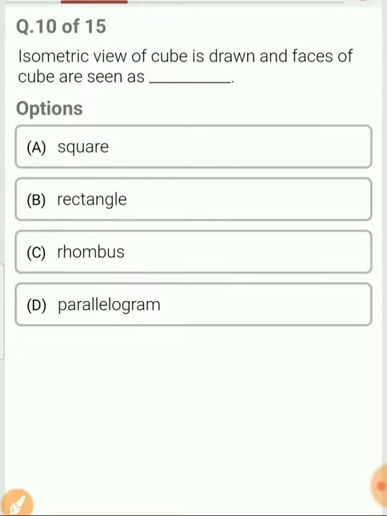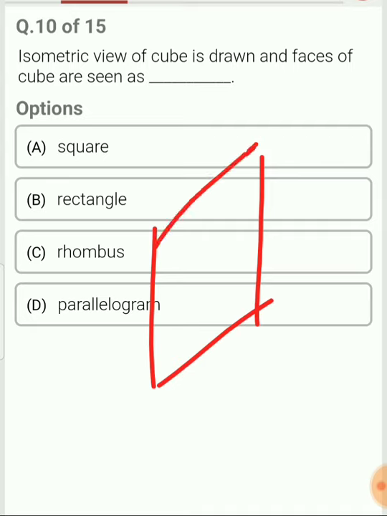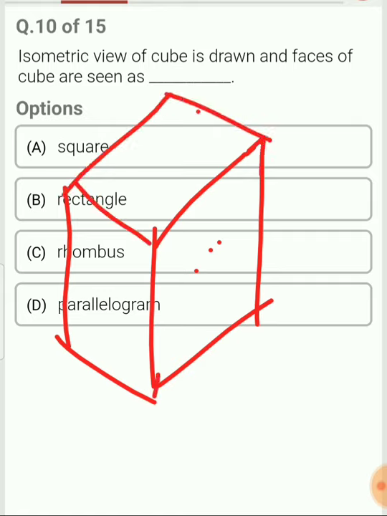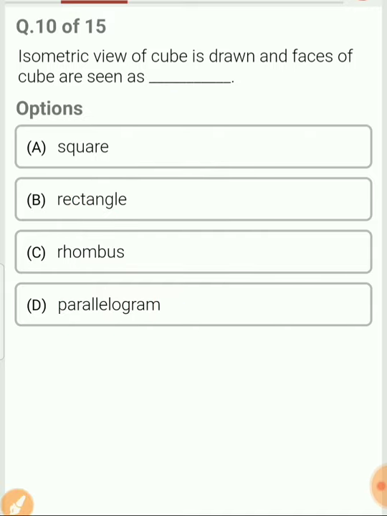Next question. The isometric view of the cube is drawn and the faces of the cube are seen as. So if we draw the isometric view of a cube, it will look like this. These are the faces of the cube, right? So there are total 6 faces of the cube. 1, 2, this is 3 face, 4 face, you can see over here, 5 face and 6 face. So there are total 6 faces, and in a cube these 6 faces will look like a rhombus, right?